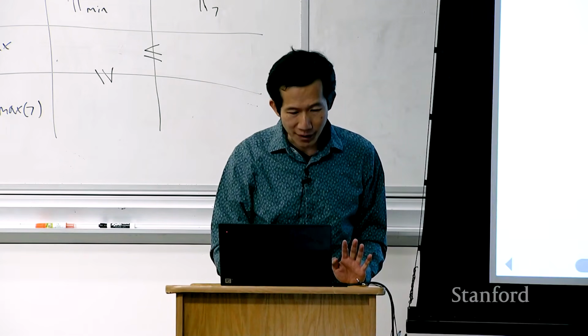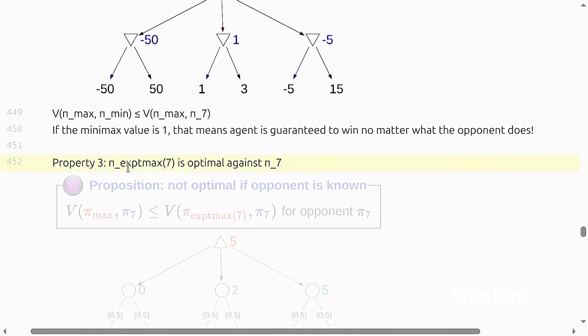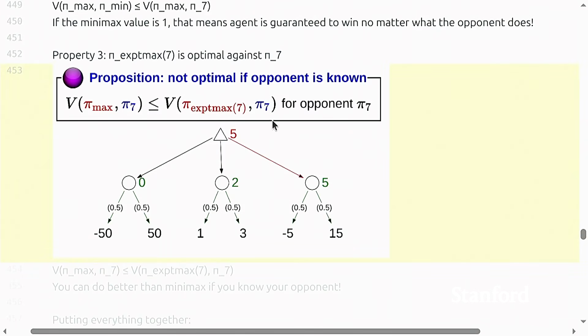Okay, so property 3. So remember what expected max π7 is. Expected max is optimal against π7. So one consequence of this is that the minimax value is not optimal if the opponent is known. Just to understand this, expected max is optimal against π7, which means if I expect this agent policy to be something else, in particular like π max, which is just another policy, then this can only go down.